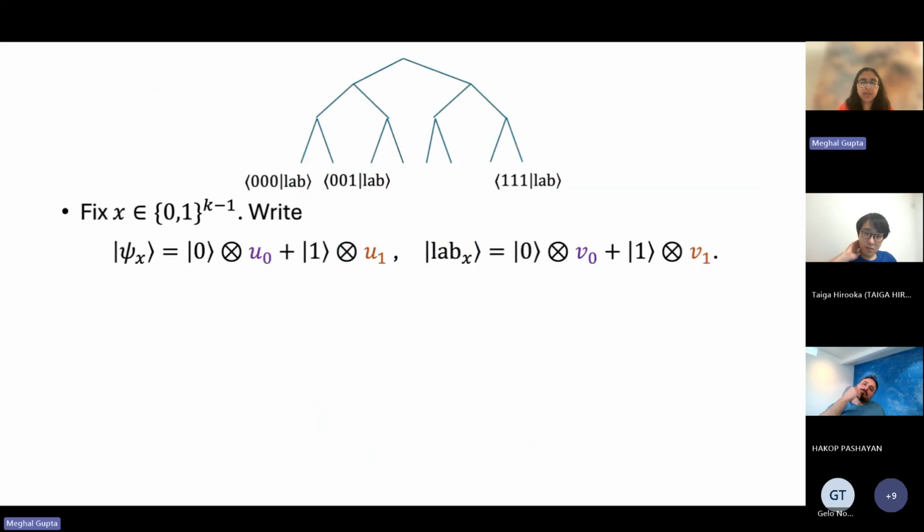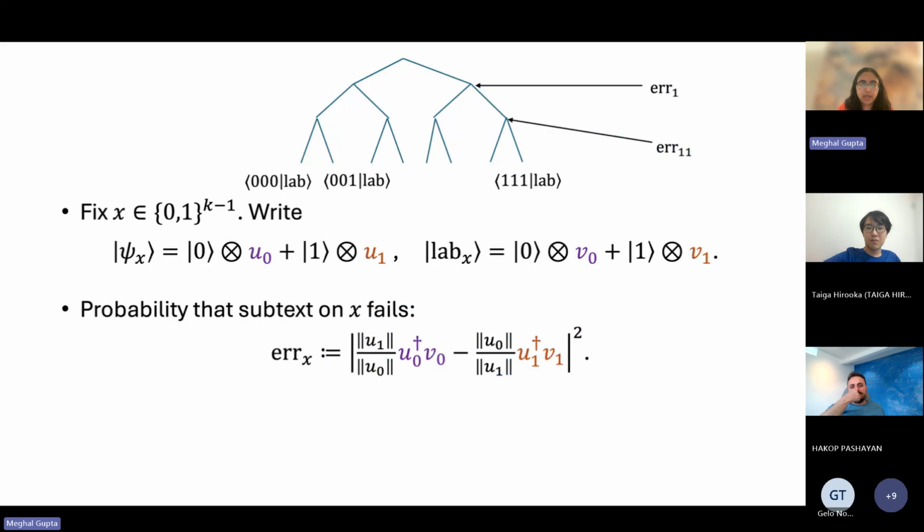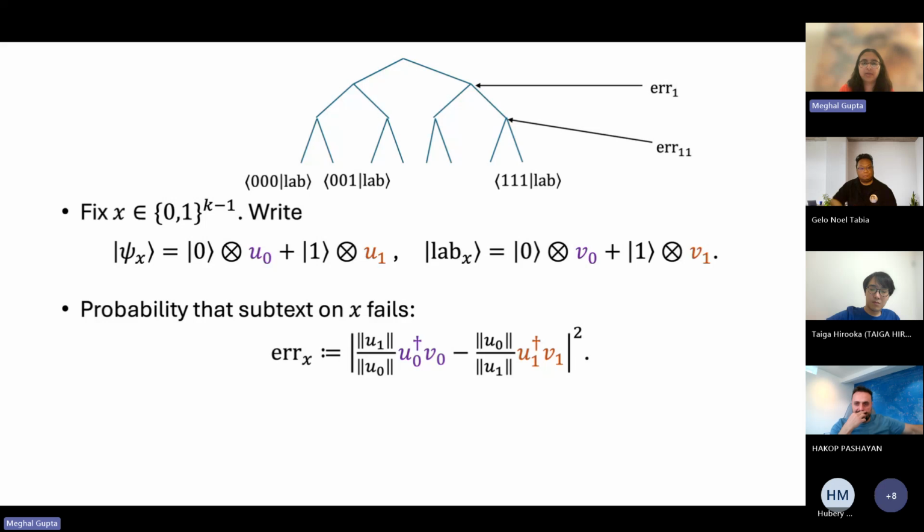In order to quantify that a little bit better, for the rest of the talk I'm going to use the following notation to denote psi x and lab x. And then we're going to define the quantity of x. The main thing that we're going to prove is that the probability that the subtest on x fails, that should be subtest, not subtext, is going to be at least some quantity called of x. And then we will show two things. If indeed we can design a subtest that fails with this probability, then the overall test is going to fail with probability at least infidelity over n. And also that we can design this subtest that fails with at least this probability.